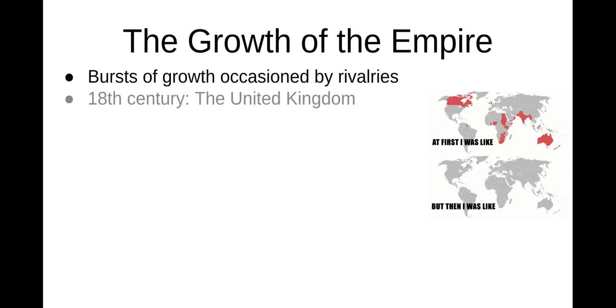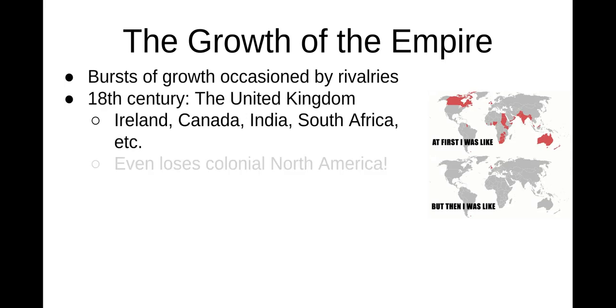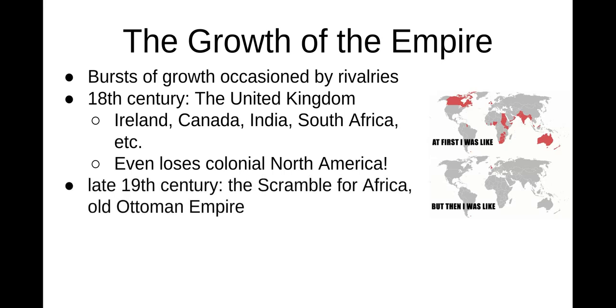Well, so how does the empire grow? In the 18th century, the United Kingdom, even after losing North America, really expands into Ireland, Canada, India, South Africa, and then in the late 19th century, you see it expand even further in the scramble for Africa, and then also the decaying and collapsing Ottoman Empire.